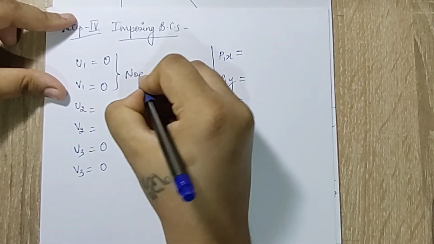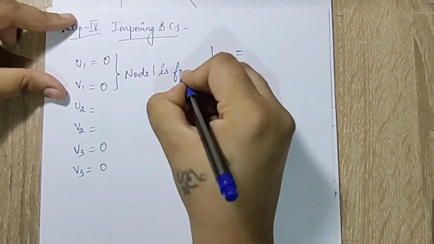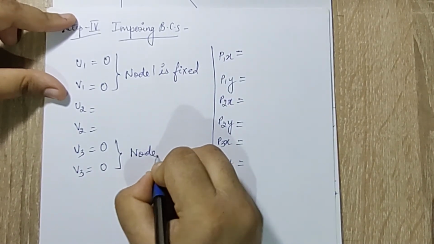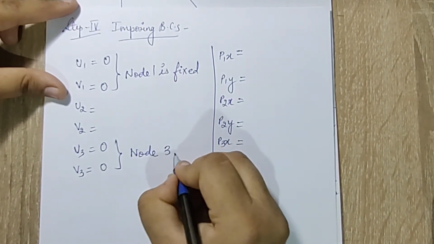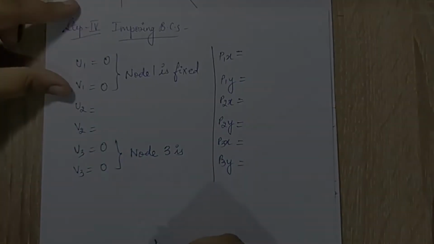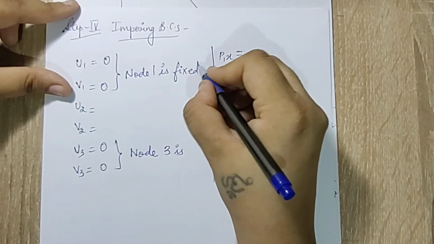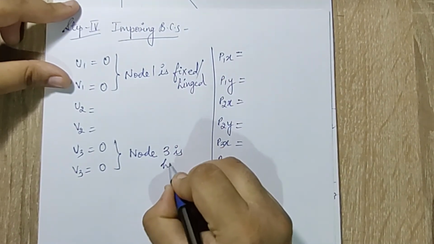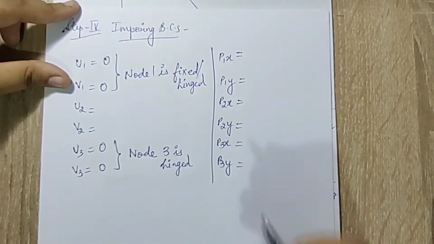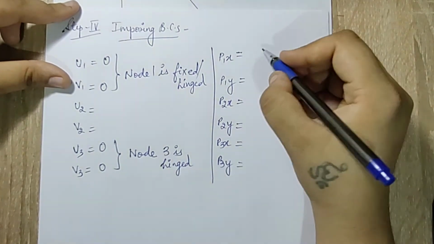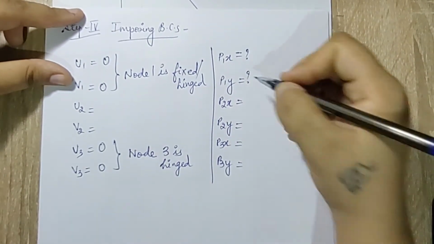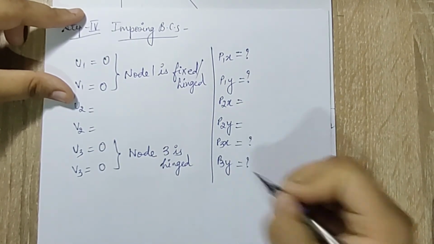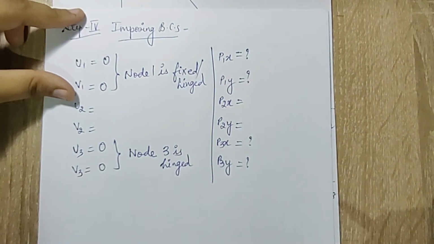Here I'll write node 1 is fixed. Here again I'll write, you can either consider them as fixed or hinged. So I'll just write them as hinged, not fixed. P1x will be question mark, P1y will be question mark because these are the reaction forces here. Again, these are the reaction forces. So 2 more question marks.